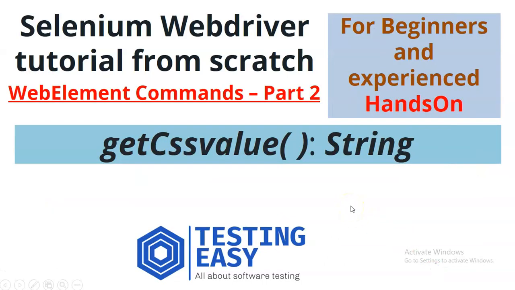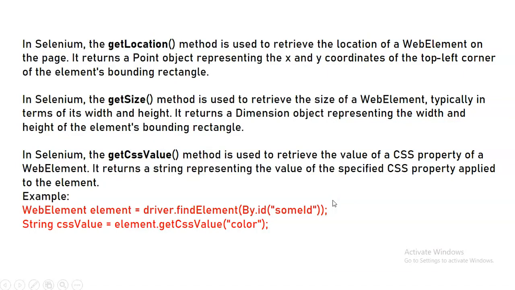So in this video we are going to see the functionality of the getCssValue method in Selenium. So basically, what does this method do? It is used to retrieve the value of the CSS property of a web element. It returns a string representing the value of the specified CSS property applied to the element.